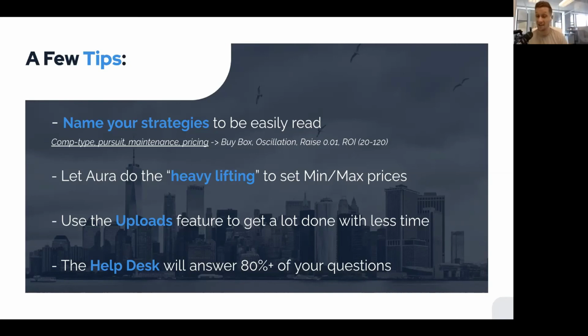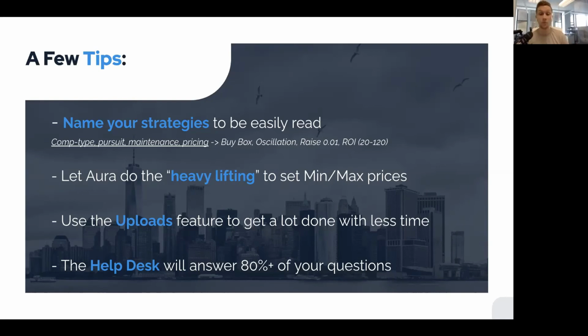Two, let Aura do a lot of the heavy lifting, which is what we talked about previously. Let it automatically calculate and set your min prices for you because it can. It's going to factor in your costs, the fees, and the minimum profit you want. And it's easy to change that 2 to a 4 for 5, 10, 100,000 listings. Maxes, again, those are different. I still recommend manually setting those.